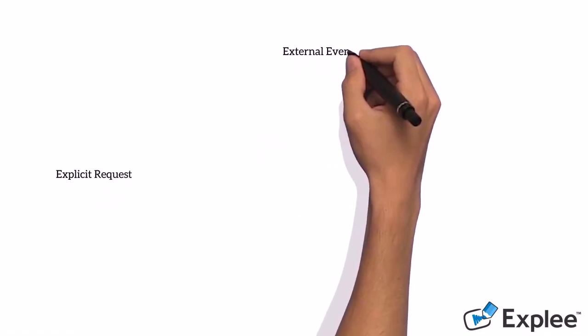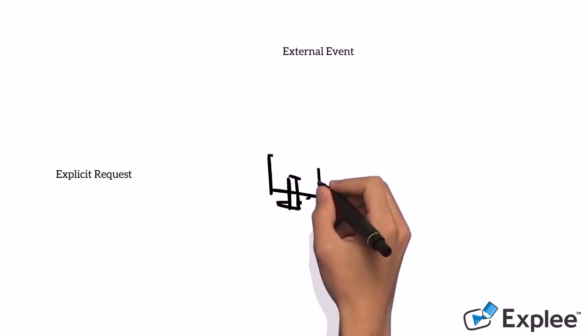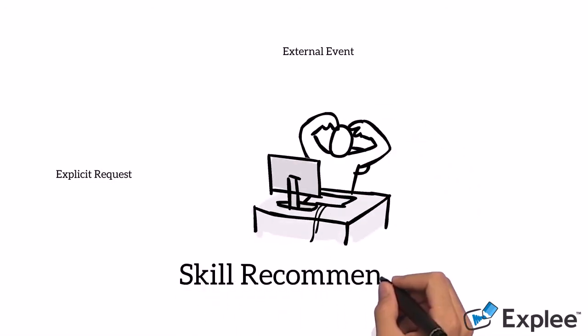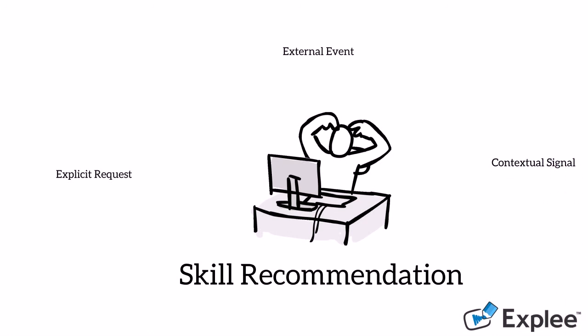AI already has the ability to work based on explicit requests by directing the user voice, and external event triggering notifications based on natural disasters. What is next in AI on skill recommendation? It's contextual signal adapting based on the current environment.